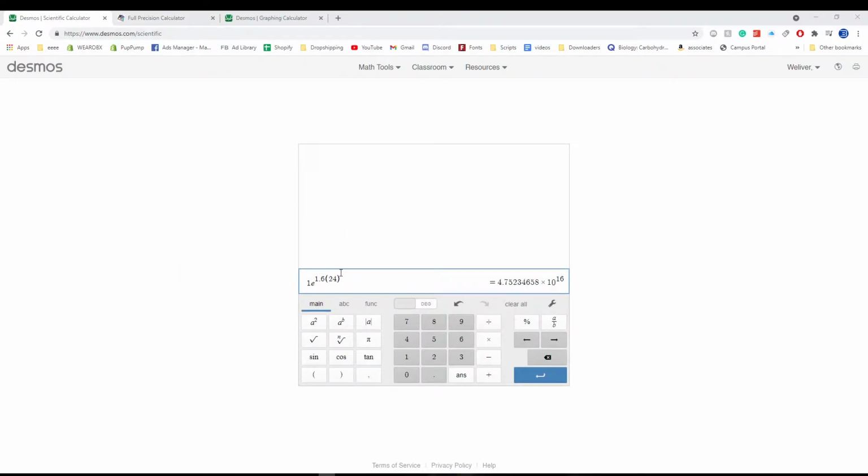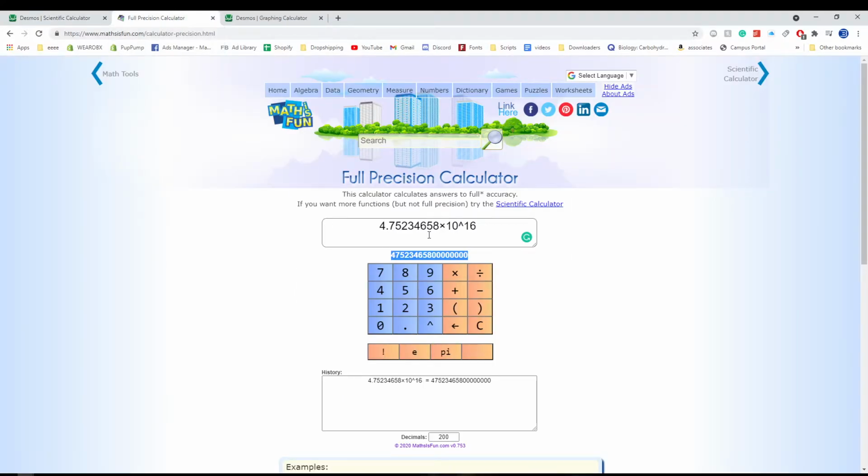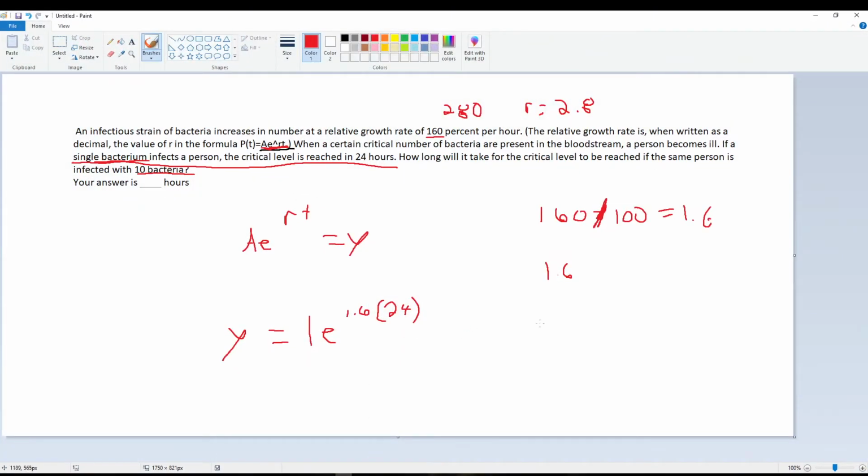So we go up here in Desmos. I plug that same equation in, and I get this really long number. I'm going to use a full precision calculator so I have the very full number, just to save me a little bit of time, so I'm not typing all the zeros. I get that very long number, and let's just say it's x for right now.